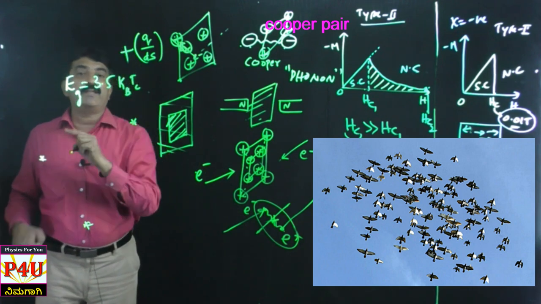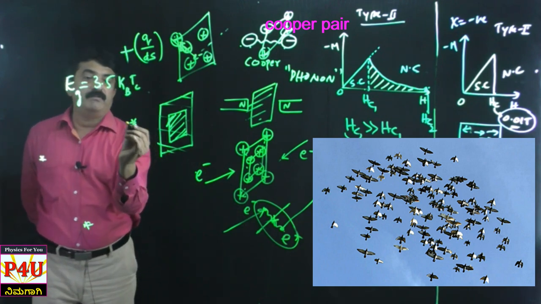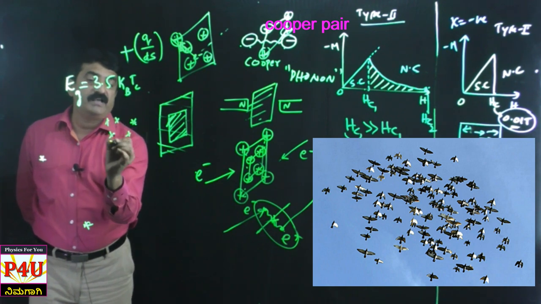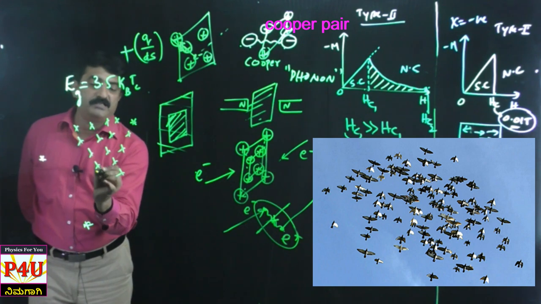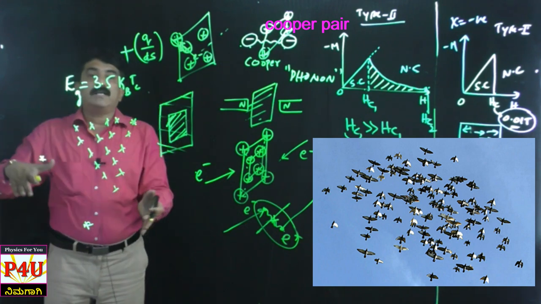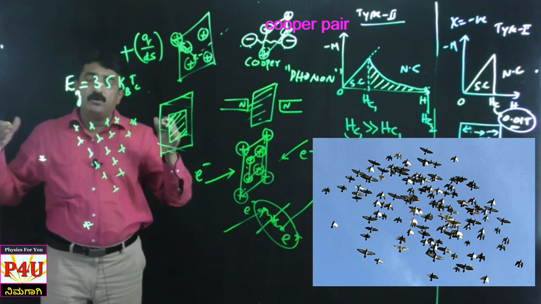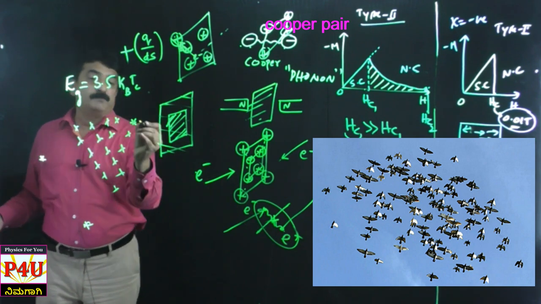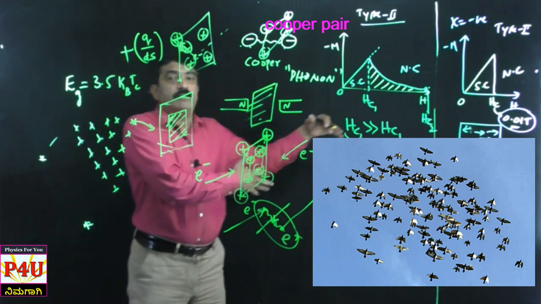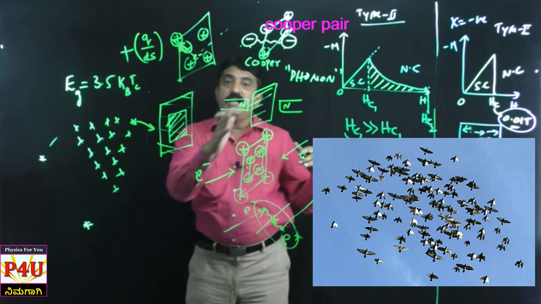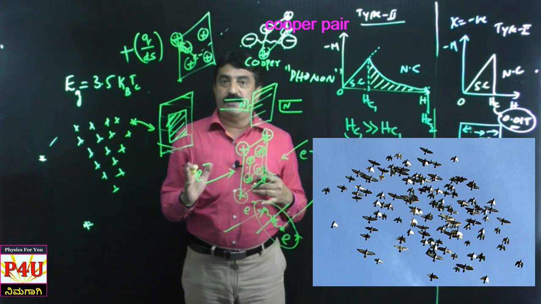You might have seen birds flying in the sky. The front bird will be like this, the next ones like this. Have you seen? They have a beautiful arrangement, and they make this arrangement within no time. If the first bird deviates, they all will deviate and move in the same direction. This type of movement is known as correlated motion.